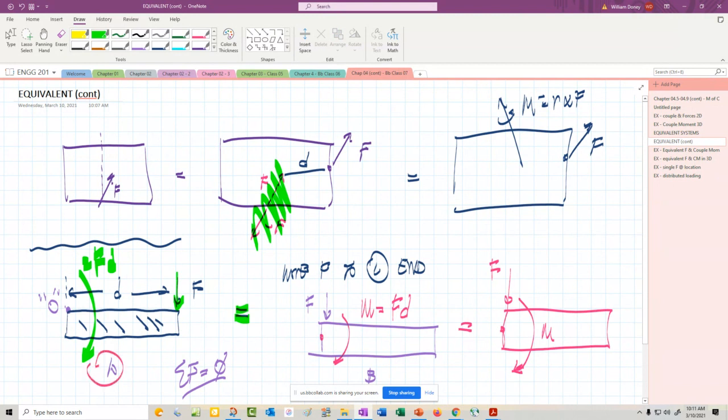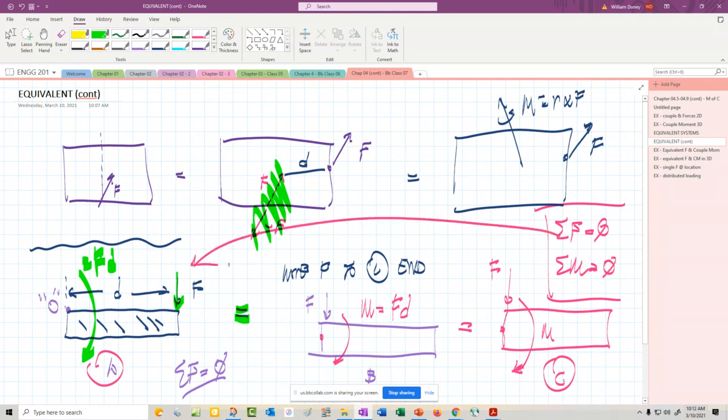Now this one over here in A is equivalent to C because I included the external effects of the force being at the end of the beam if I slid it over there. So in the end, what does it mean? If I sum forces and I sum moments and they still equal 0 or give me the same result in this one and this one, we would refer to them as equivalent systems.